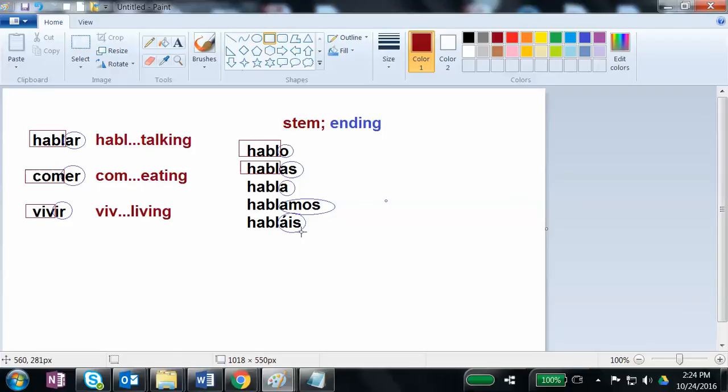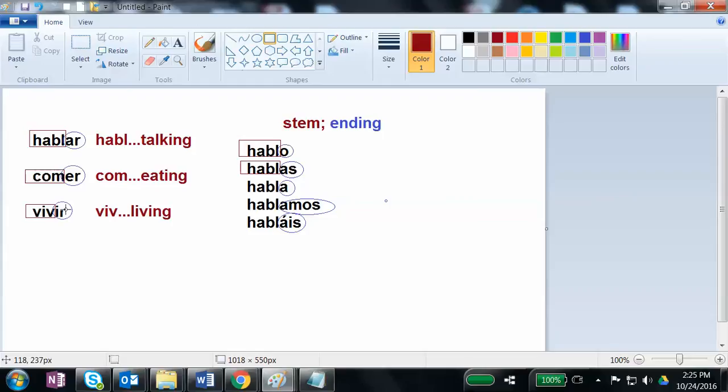So for most verbs, like all of these, you keep that stem because that stem lets everybody know what's going on. Because if I say hablo, hablas, habla, hablamos, habláis, you keep hearing habla, so everyone that hears habla knows that speaking is happening. And if I say como, comes, comemos, coméis, comen, everybody knows that eat is happening because we keep hearing com, okay?